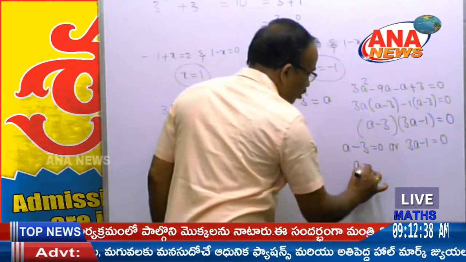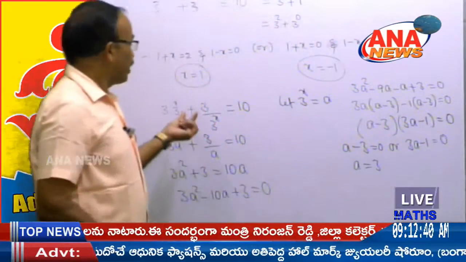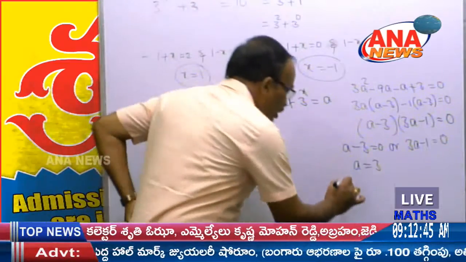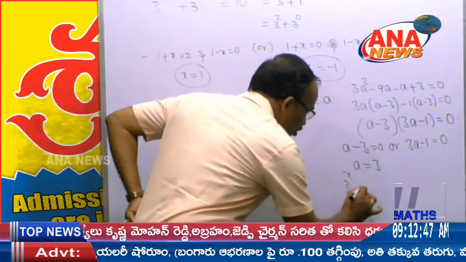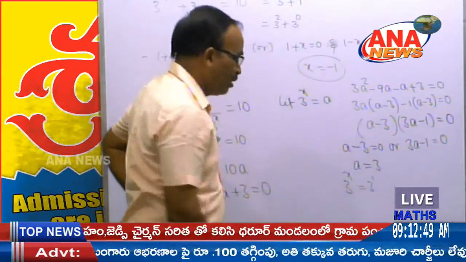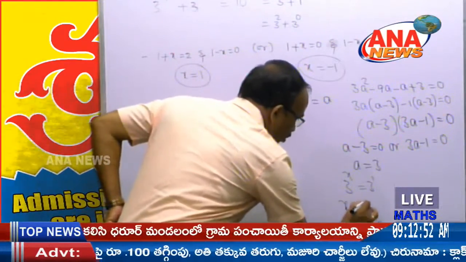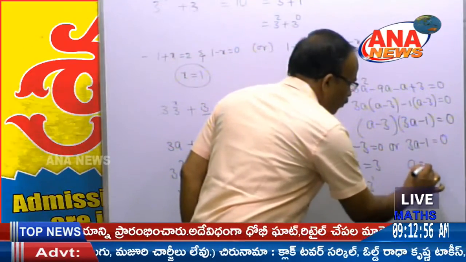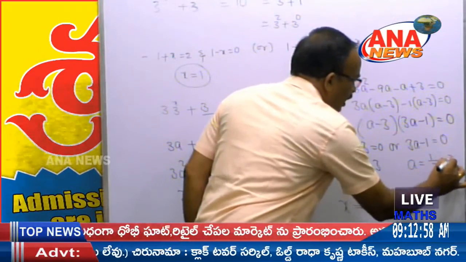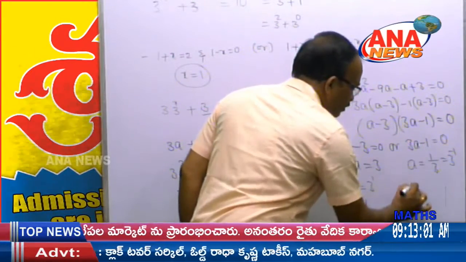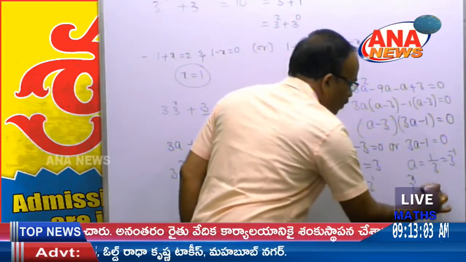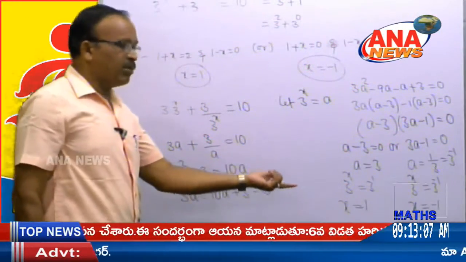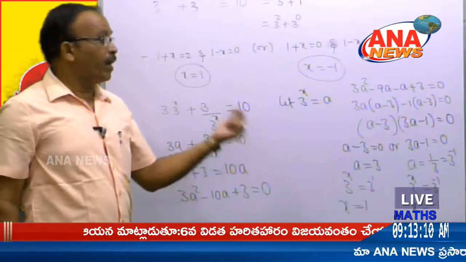So a is equal to 3. What is a? a is 3 power x. Put it in: 3 power x is equal to 3, that means 3 power 1. So clearly x is equal to 1. In the other case, a is equal to 1 by 3, that is nothing but 3 power minus 1. So 3 power x is equal to 3 power minus 1, x is equal to minus 1. So x is equal to 1 or x is equal to minus 1.